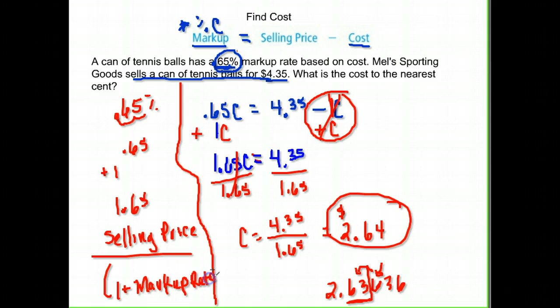So that is another way. If you prefer just having a formula that does the work for you, this would be your formula. To find the cost, if you don't know the cost, take the selling price divided by 1 plus the markup rate. And this does have to be the decimal markup rate and not as a percent. So I took you through both ways to do that.